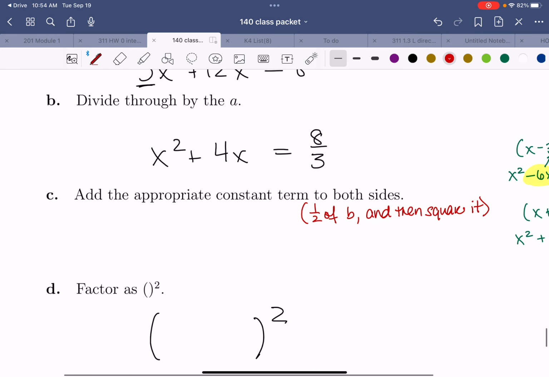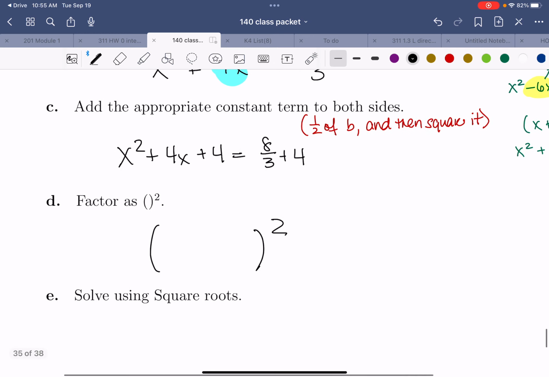So for this one, I'm looking at the 4x, and I'm going to take half of 4x to get 2x and square the 2. I'm only looking at the number part. So take 4 over 2, which is 2, square it to get 4. And I'm going to add it to both sides. So I'm going to have x^2 + 4x + 4 = 8/3 + 4.